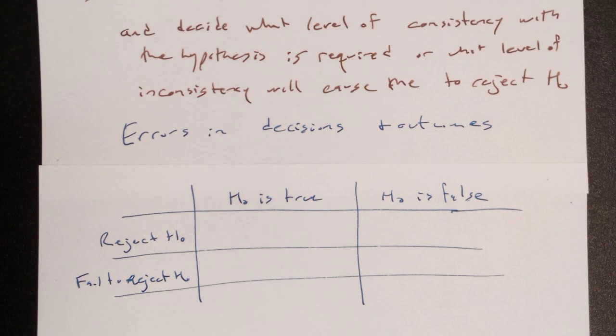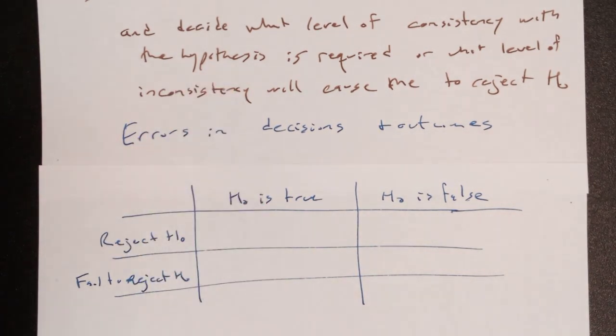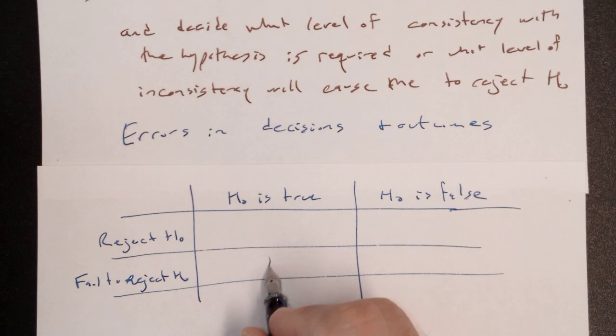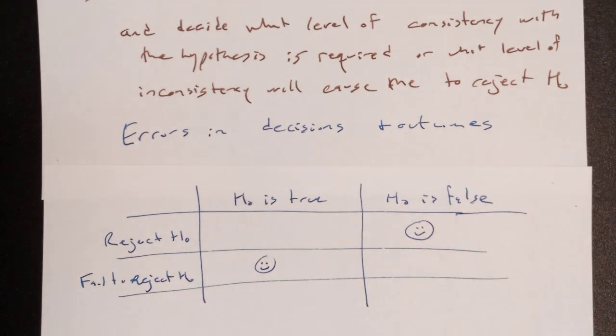Okay, so let's suppose my null hypothesis is true. If I am in this first column, where's the I got it right box? Right here. Good choice. And in the second column, it's the upper box as opposed to the lower box. This is a good choice. But it is possible that I could be in one of those other two boxes.